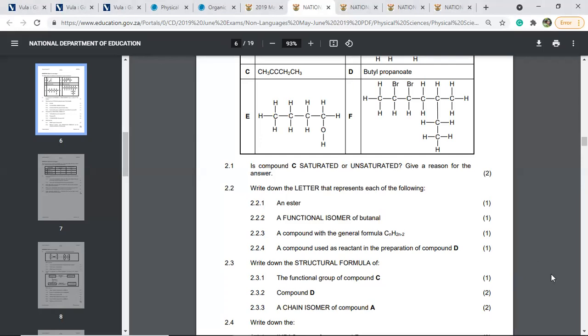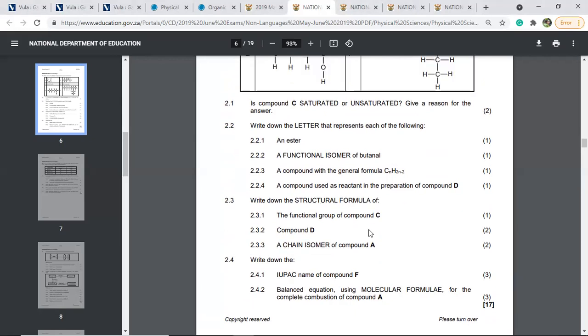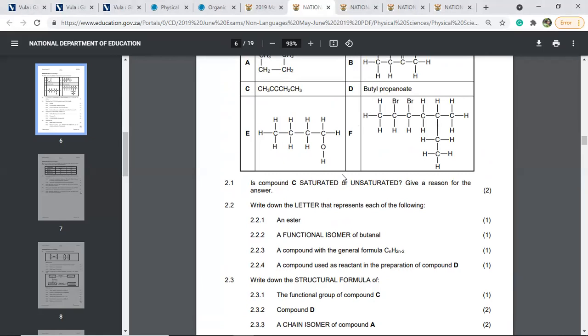So we left off from question 2.4, where we were looking for the IUPAC name of compound F. So I'm going to just copy this, write it down so that we look at it properly in the whiteboard screen. I'm going to copy down the structural formula for compound F.